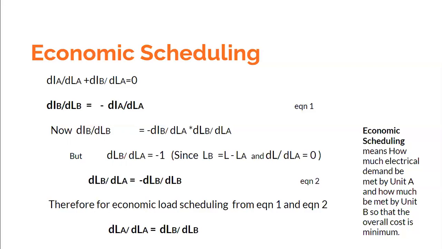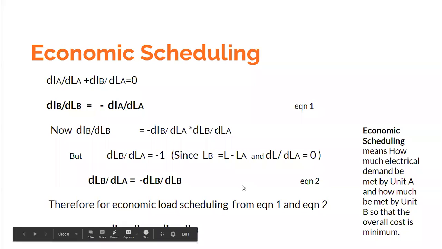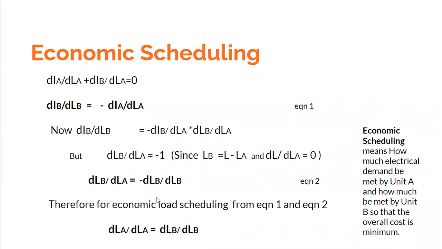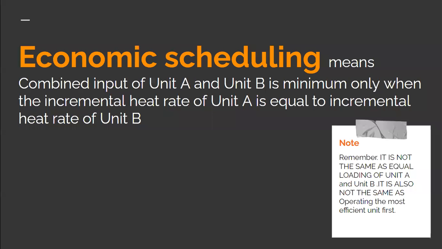So equating equations 1 and 2, you get a very important expression. Forget this derivation. What is important for us is this expression: dIA by dLA is equal to dIB by dLB. There is a small mistake in this slide. That condition, dIA by dLA equal to dIB by dLB, is the condition for economic scheduling or economic load scheduling in case of power plants.